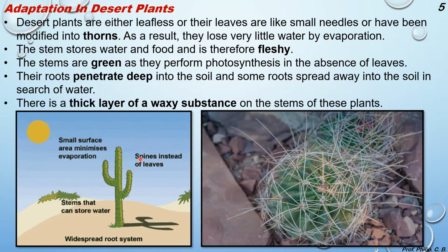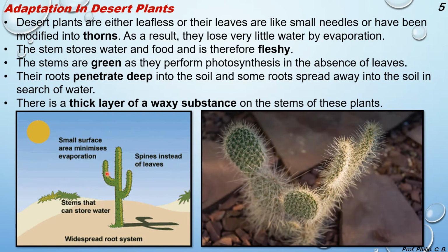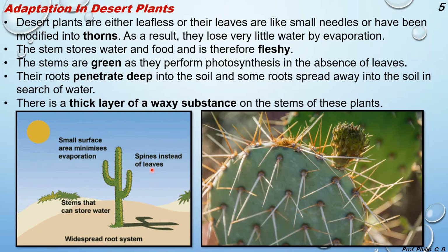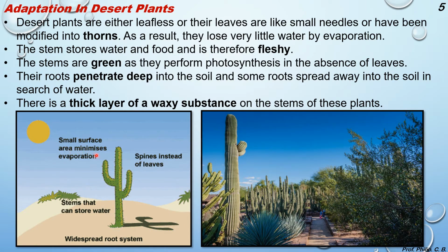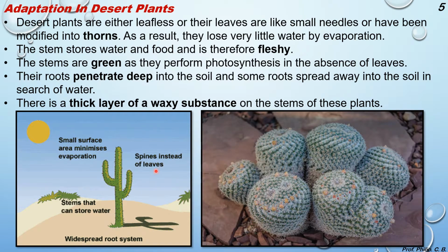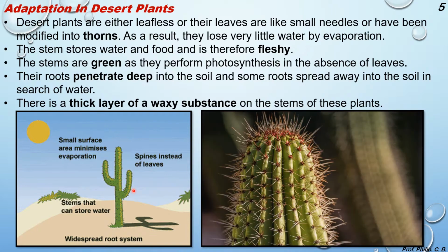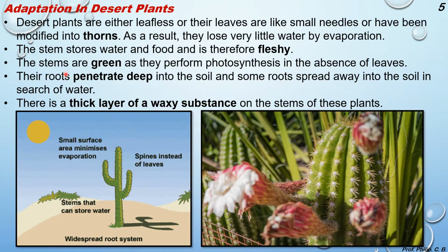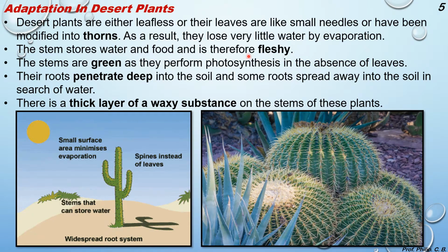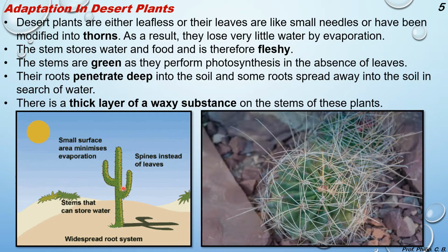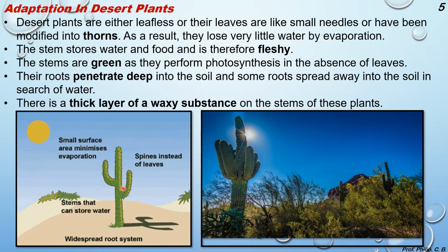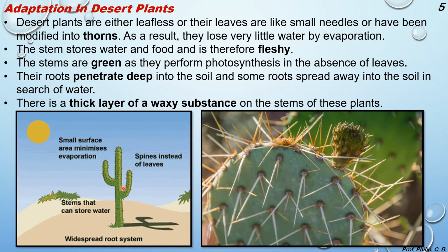Okay, now you can see in this first image the cactus plant with thorns or spines on it. A small surface area minimizes evaporation, so there is very little evaporation, and the spines instead of leaves are a modification in desert plants. Okay, then the stem stores water and food and is therefore fleshy. So if you see these cactus plants, they have spines or thorns, but they are fleshy, because of which they store water and food.